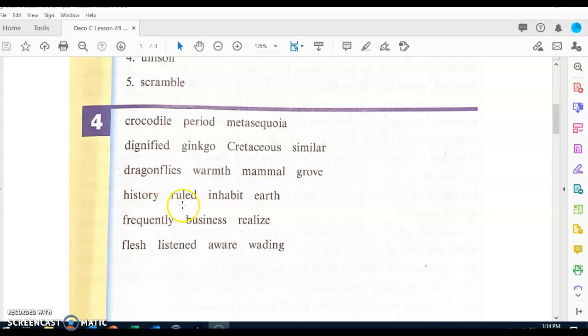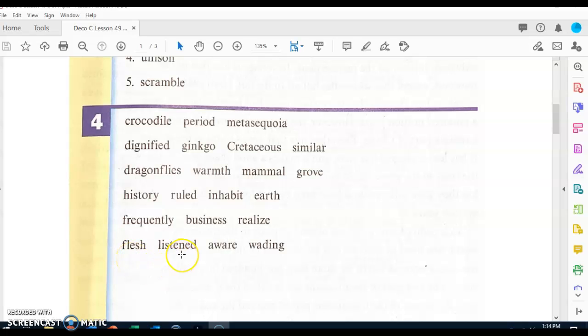Next word. What word? History. Next word. What word? Ruled. Next word. What word? Inhabit. Next word. What word? Earth. Next word. What word? Frequently. Next word. What word? Business. Next word. What word? Realize.